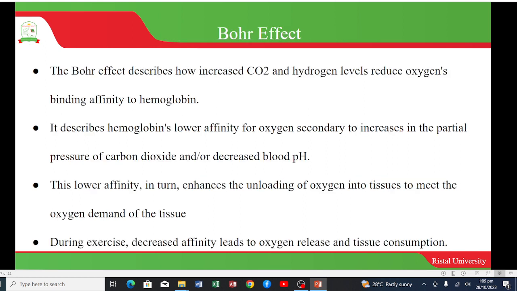The Bohr effect describes how increased carbon dioxide and hydrogen levels reduce oxygen binding affinity to hemoglobin. And it also describes hemoglobin's low affinity for oxygen, which is secondary to increases in the partial pressure of carbon dioxide and decreased blood pH. The lower affinity in turn enhances the unloading of oxygen into tissues so that the oxygen demands of the tissues are met. During exercise, you find that there is decreased affinity, which leads to oxygen release and tissue consumption.